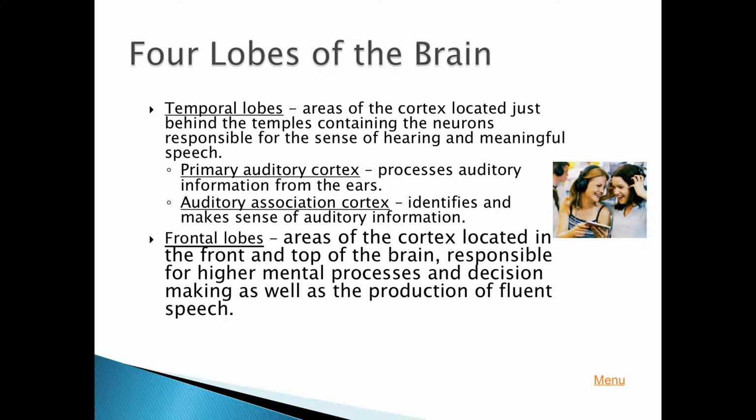And the frontal lobes, the area of the cortex located in the front and top of the brain, seem to be responsible for a lot of the higher mental processes that we engage in. Our decision-making process seems to be occurring here. A lot of times that part of the brain is called the executive part of the brain, right? That decision-making section of our brain, as well as for the production of fluent speech.